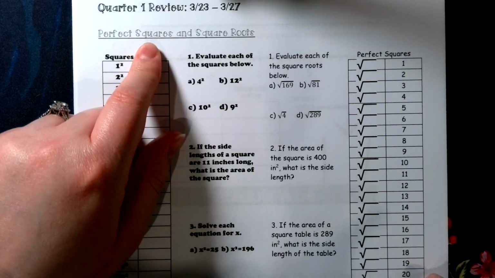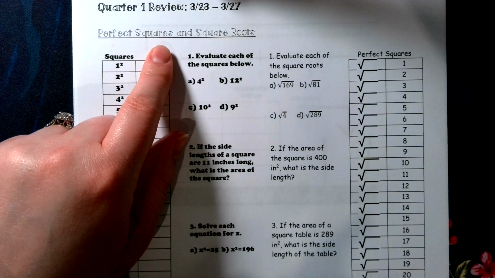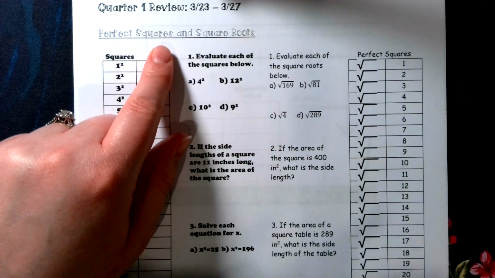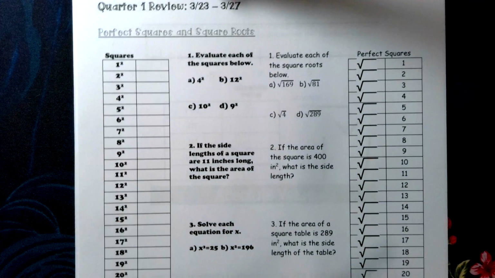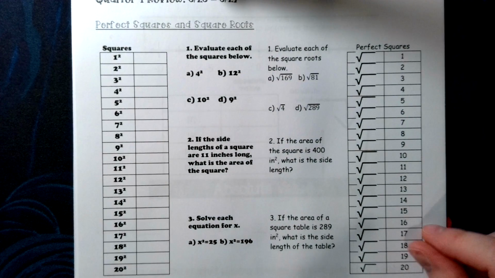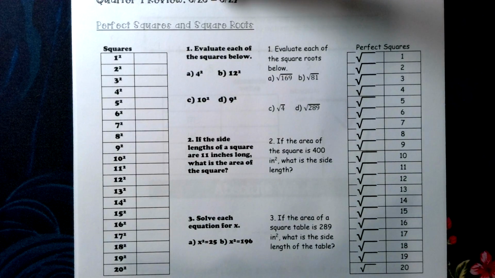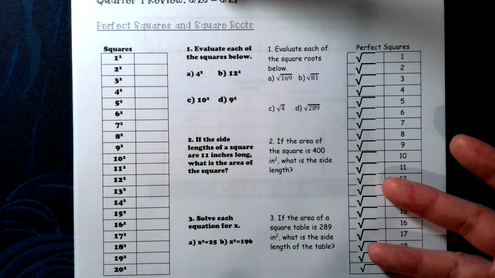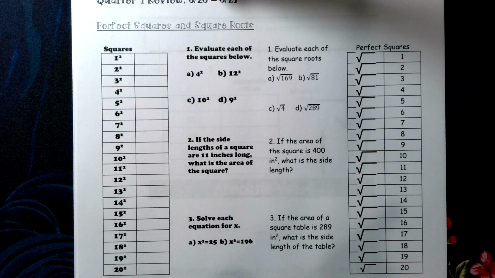So first off, we're going to go reviewing perfect squares and square roots. And first, we need to review all those perfect squares. In case you forgot them, go ahead and make sure that you write them down again. All these papers I'm going to be going through with these videos are available on the slide. So if you want to print them at home, you can, or if you just want to copy them down on a piece of paper, that works too.